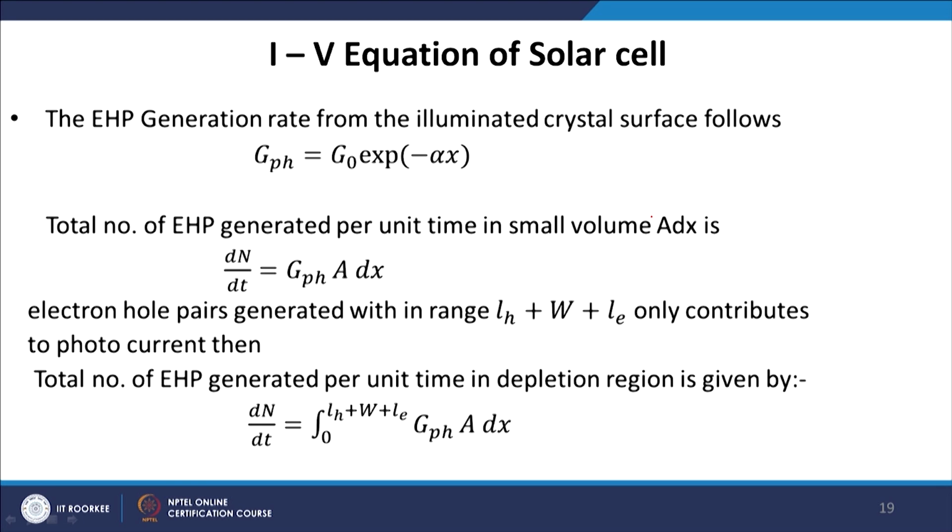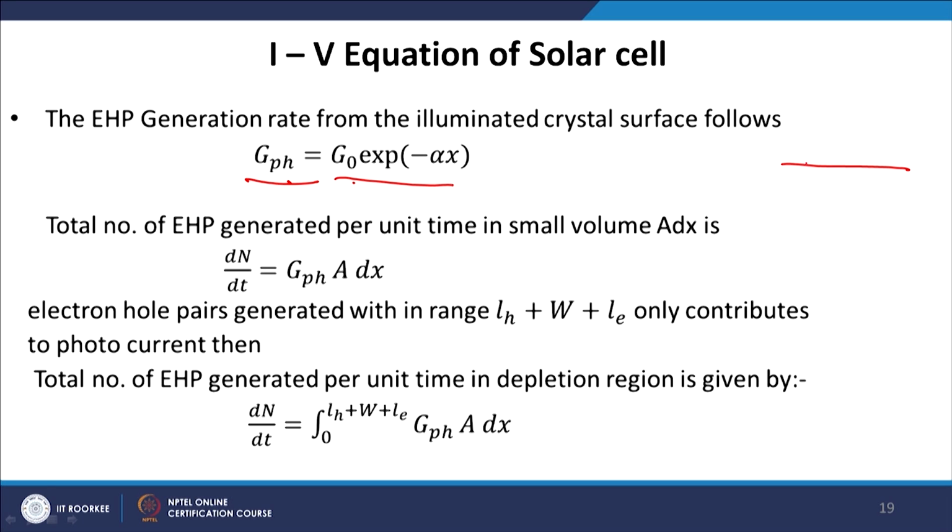The electron hole pair generation rate from an illuminated crystal surface follows the rule Gph is equal to G0 exponential minus alpha x. Here Gph stands for the charge carrier generation rate, or photogenerated charge carrier, and G0 is the charge carrier generation rate at x is equal to 0, and it falls off with exponential minus alpha x, where alpha is the absorption coefficient. So, the total number of EHP, or electron hole pairs, generated per unit time in a small volume A dx is dN is equal to Gph A dx.